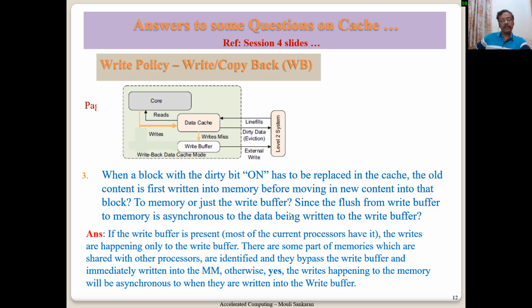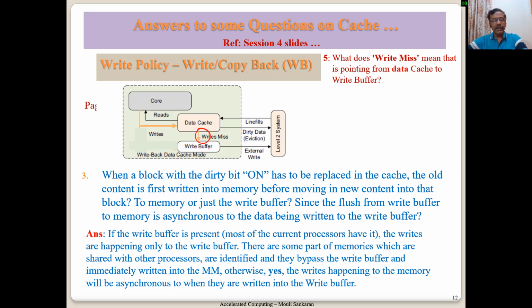But if there is a write miss, why are you looking into the write buffer? Because if the block you are looking for is available in the write buffer, you could take it from the write buffer rather than going to the L2 system, because the L2 system is not up to date with the content in the write buffer. So if there was a miss, but that block is available in the write buffer, there is no point in going to the L2 system because it is not up to date.